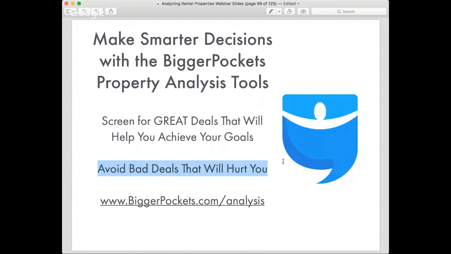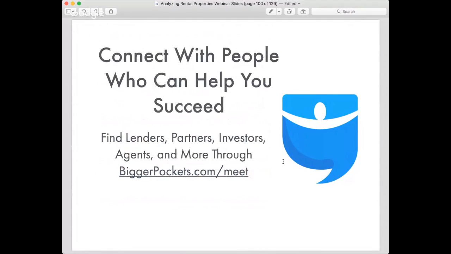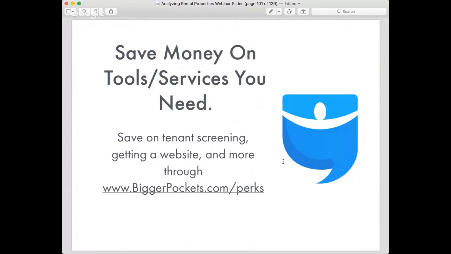I hope so. Secondly, as a pro member, you can connect with people who can help you succeed. You can find lenders, partners, investors, agents, and more through BiggerPockets Meet, our searching and sorting tool just for pro members on the site. Go to biggerpockets.com/meet and check it out. It's amazing. Third, as a pro member, you save money on tools and services that you need. If you need tenant screening or need to build a website, you can save money through BiggerPockets Perks.